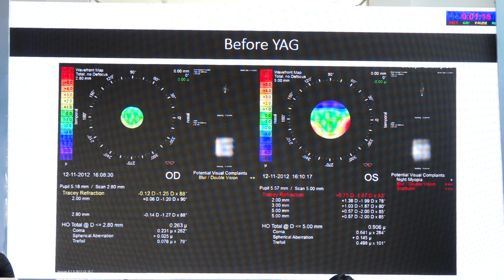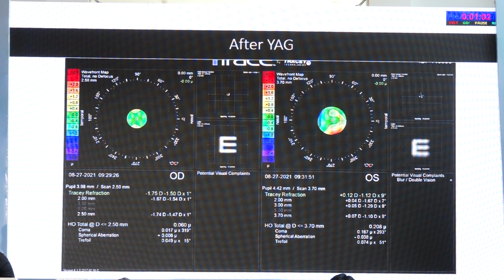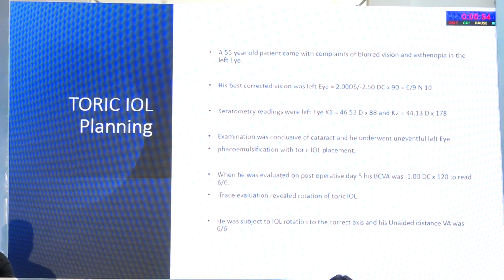So if we look down here again, there's something called potential visual complaints. This tells you how the patient is seeing that E chart in the Snellen's chart. So he had a lot of blur, double vision, starburst, etc., which will degrade the quality of vision. After the YAG, all of this went away, or at least it reduced quite a bit. All the potential complaints are gone, and the E chart is a little more stable with better optical quality.